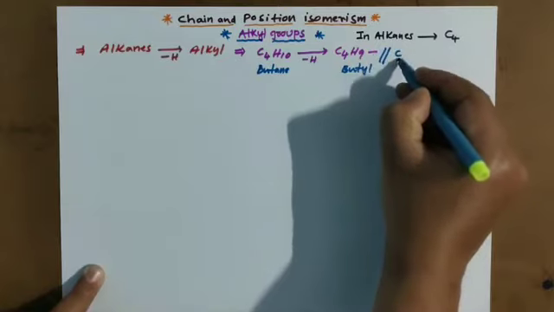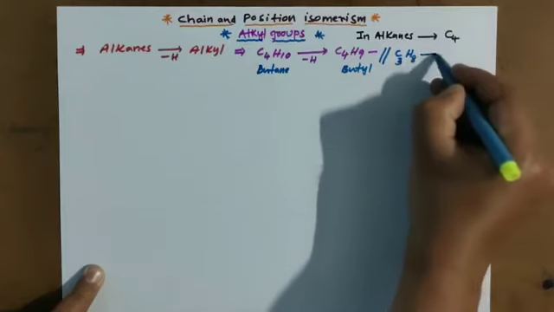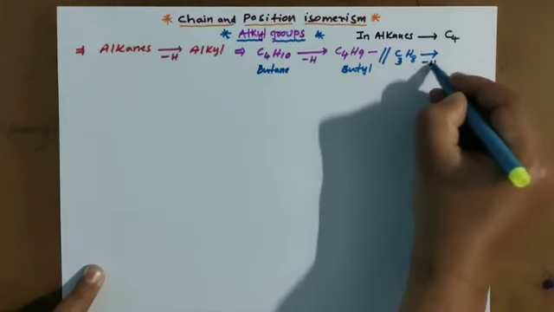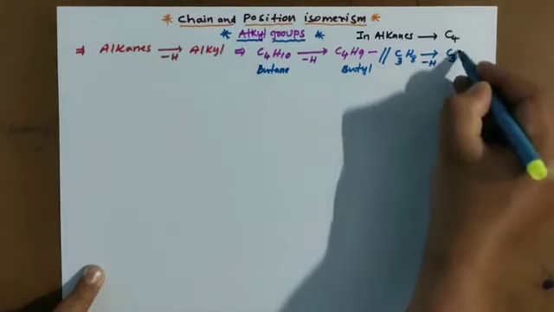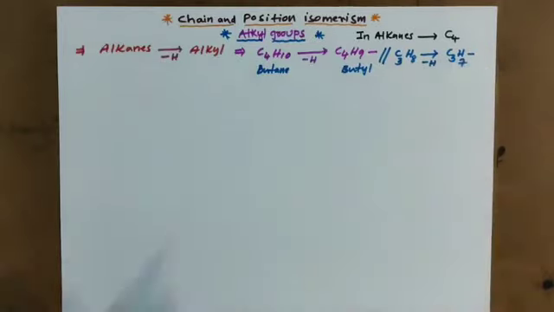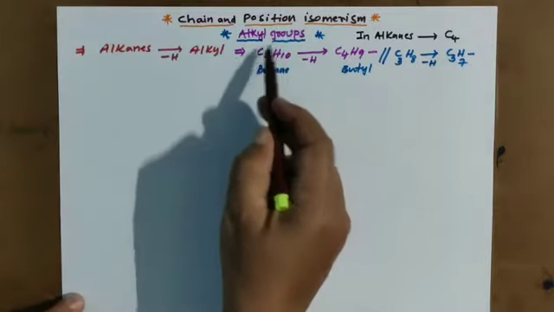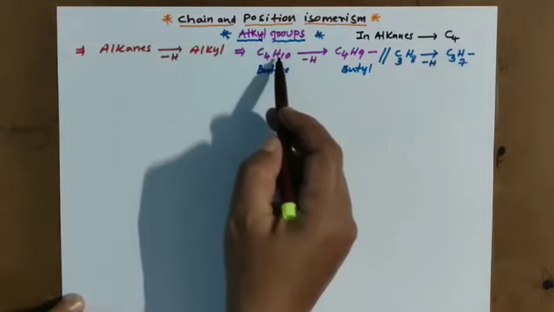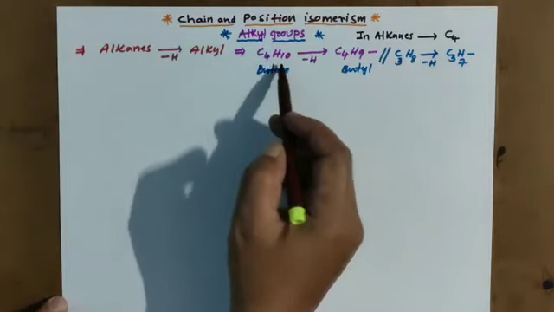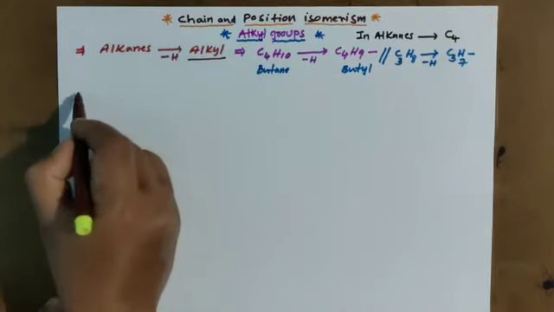Propane formula C3H8. How do you get propyl? One hydrogen you have to remove, then C3H7. This is the propyl group. So if you remove one hydrogen from alkanes, you get alkyl groups. Yesterday we discussed chain and position isomerism in alkanes. Today we are discussing it in alkyl groups.